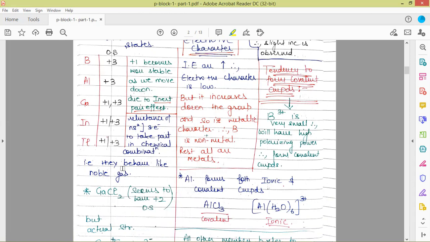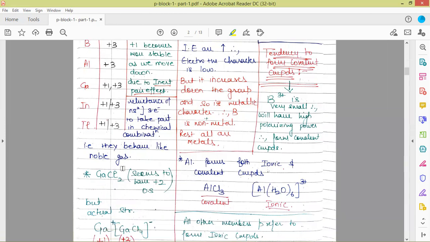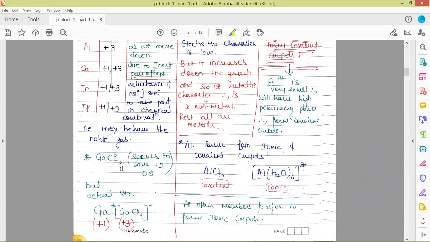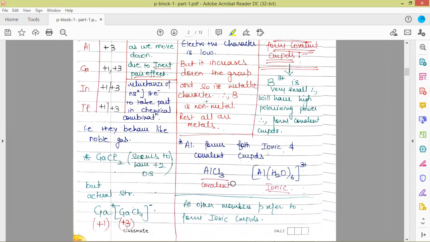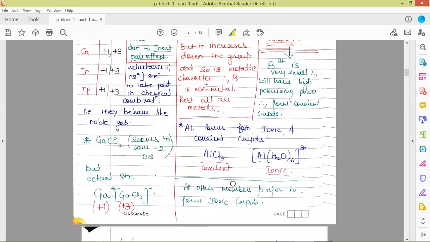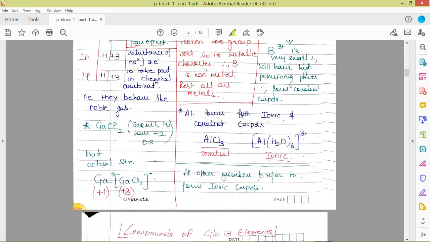When we talk about boron itself, it has a high tendency to form covalent compounds because it has a very small size and high charge, that is 3 positive. So it will have very high polarizing power, and the more the polarizing power, the more the covalent character. That is why boron forms covalent compounds. Next is aluminium, which forms both ionic and covalent compounds. An example of a covalent compound of aluminium is AlCl3, and for the ionic compound, it is the hexahydrated complex of aluminium, which is trivalent aluminium.